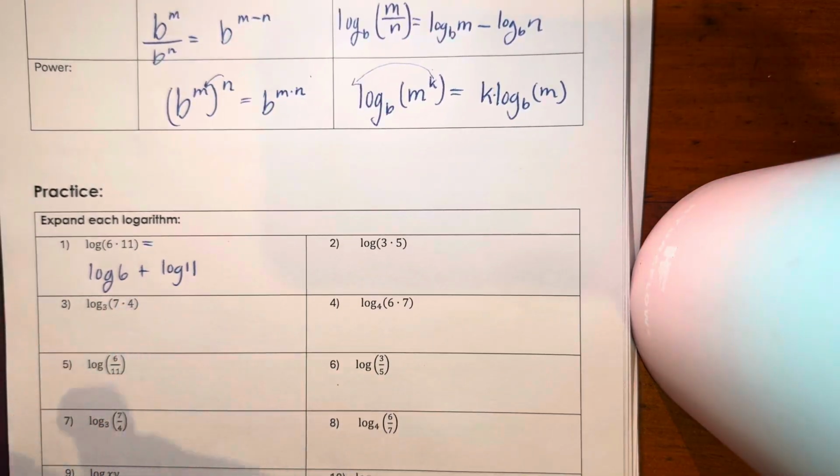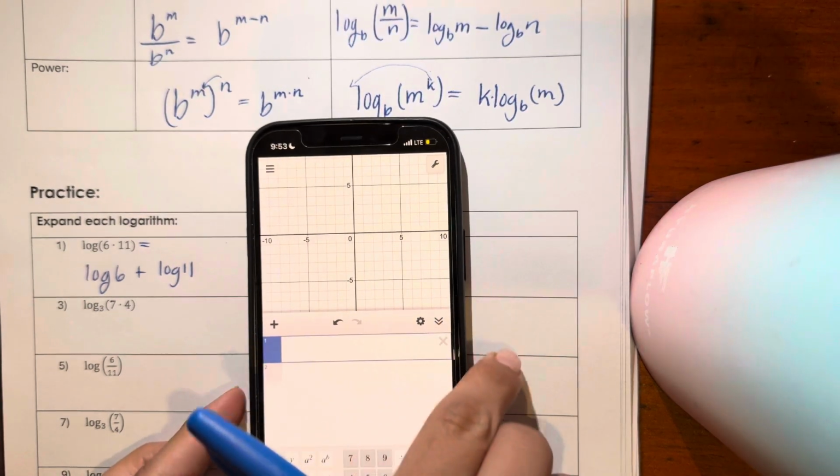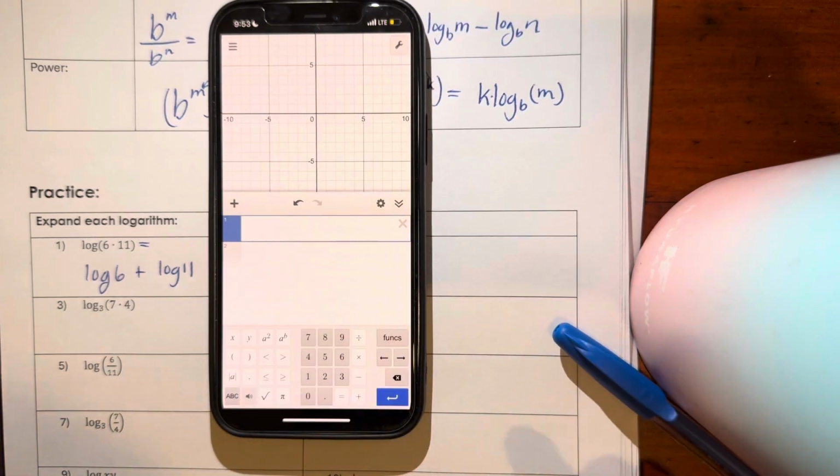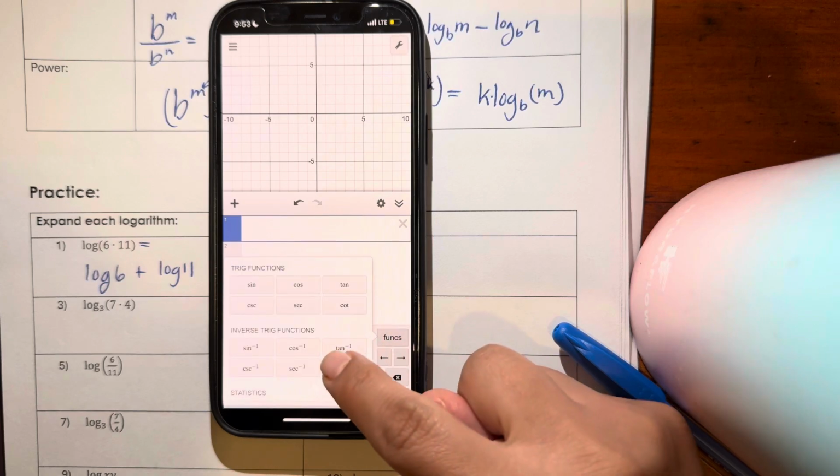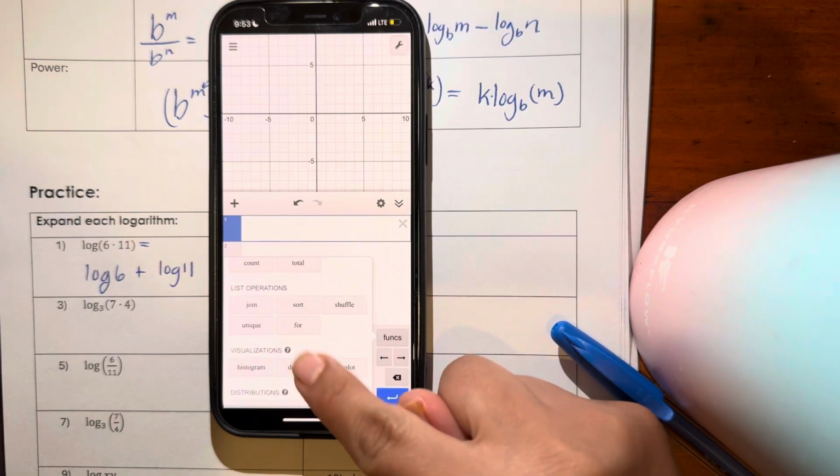Okay, if you want to check your work to double check that you're doing all this right, I am going to pull up Desmos. And then when you have Desmos on your computer, you go to functions right here, and you're going to come down.